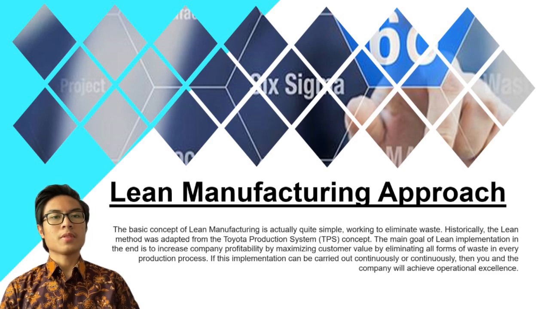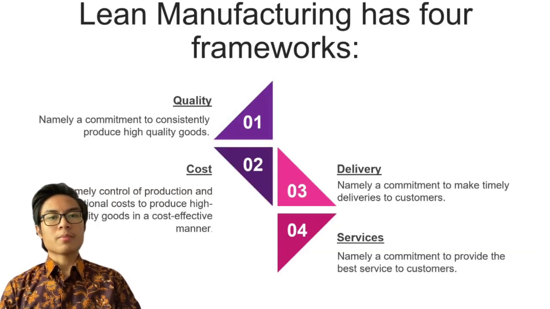The main goal of lean implementation, in the end, is to increase company profitability by maximizing consumer value and eliminating all forms of waste in every production process. If this implementation can be carried out continuously, then the company will achieve operational excellence. Lean manufacturing has four frameworks.